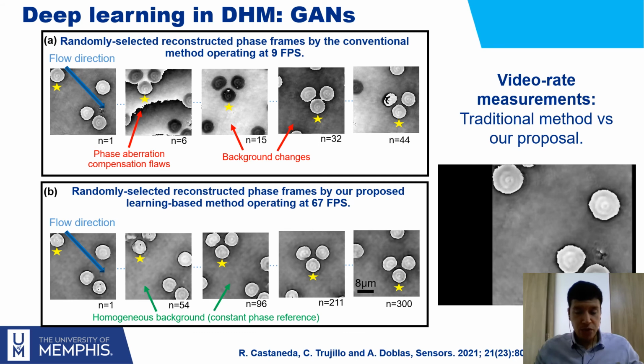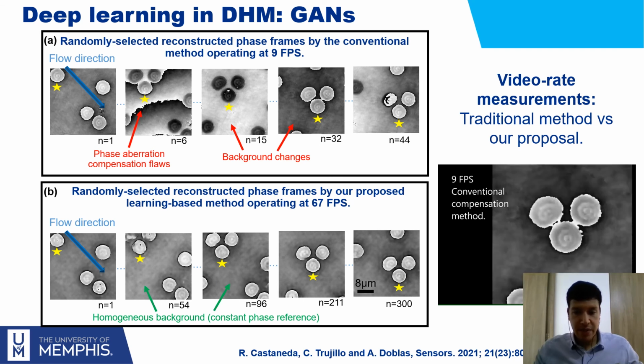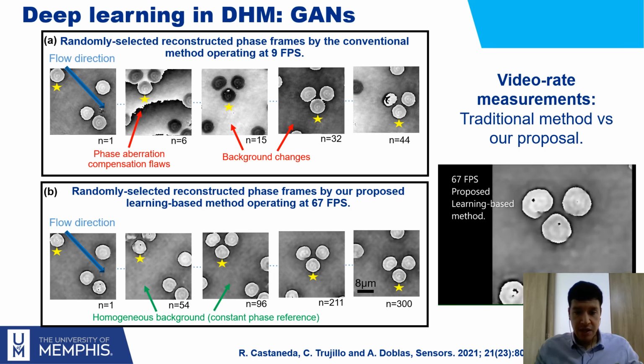And although the CGAN requires a lot of time to be trained, as with any other deep learning method, once it is properly trained, it allows us to reproduce images 6 to 7 times faster than we can do with the traditional method. So this means that I'm gonna play the video.